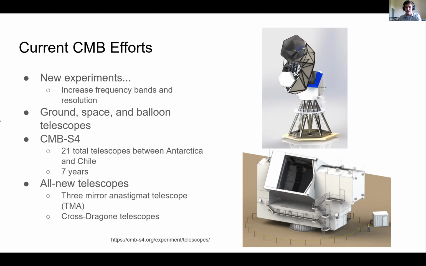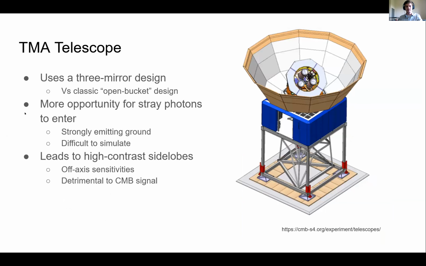But there are two really big telescopes coming online. One is the Cross Dragon telescope, imaged on the bottom right, that will be opened up in Chile. And above that, we have the three-mirror anastigmat telescope, or the TMA, that will be installed at the South Pole. So my project looks more so at the TMA telescope. I want to talk a little bit about the design.